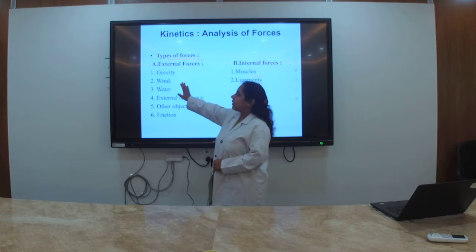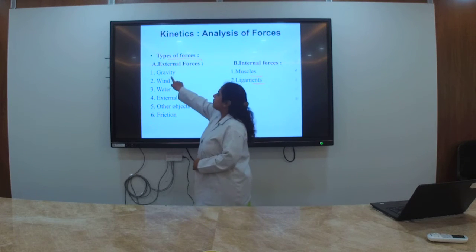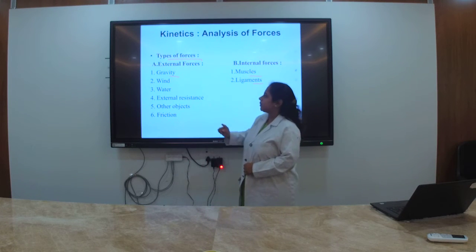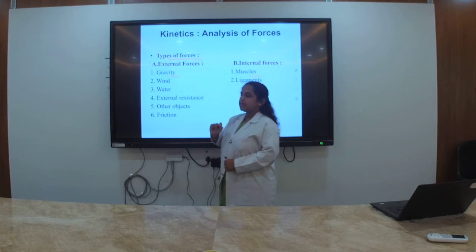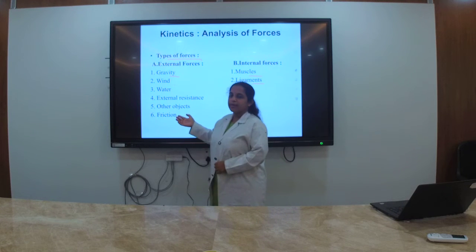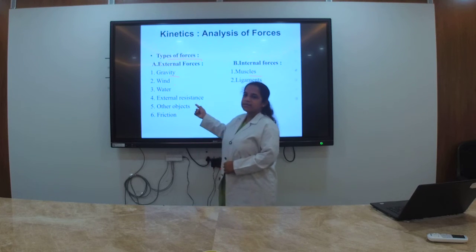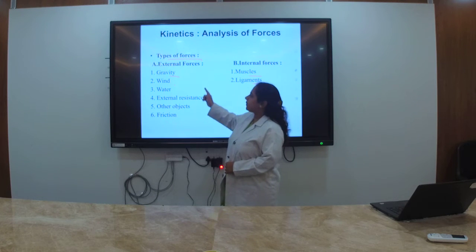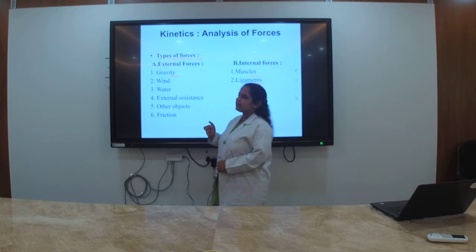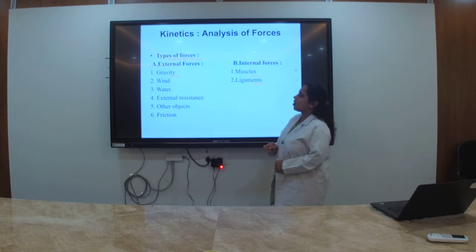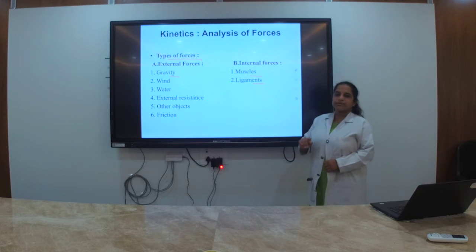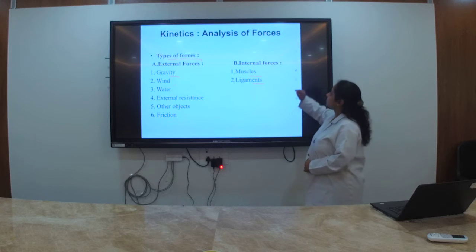Also, the external environment is acting on our body. The first external environment acting on our body is gravity. Also wind and water are examples of external environment. Coming to some therapeutic examples, external resistance given by therapists is an example of external force, and other objects and also friction of the surface are examples of external forces. So there are two types of forces, external and internal.